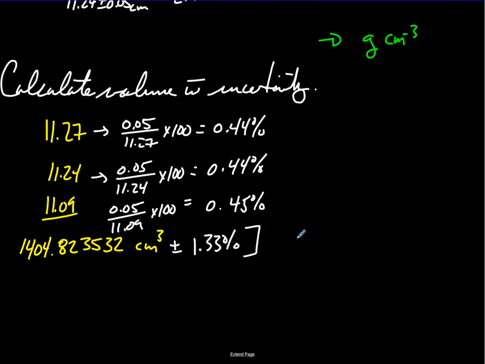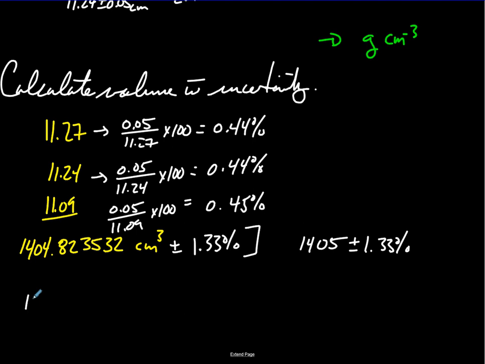Basically, if you were just asked for volume, you would report it as 1405, you have 1, 2, 3, 4 sig figs, 1404 rounds to 1405, plus or minus 1.33%. We generally don't leave it as a percentage uncertainty. We would convert it back to an absolute uncertainty.